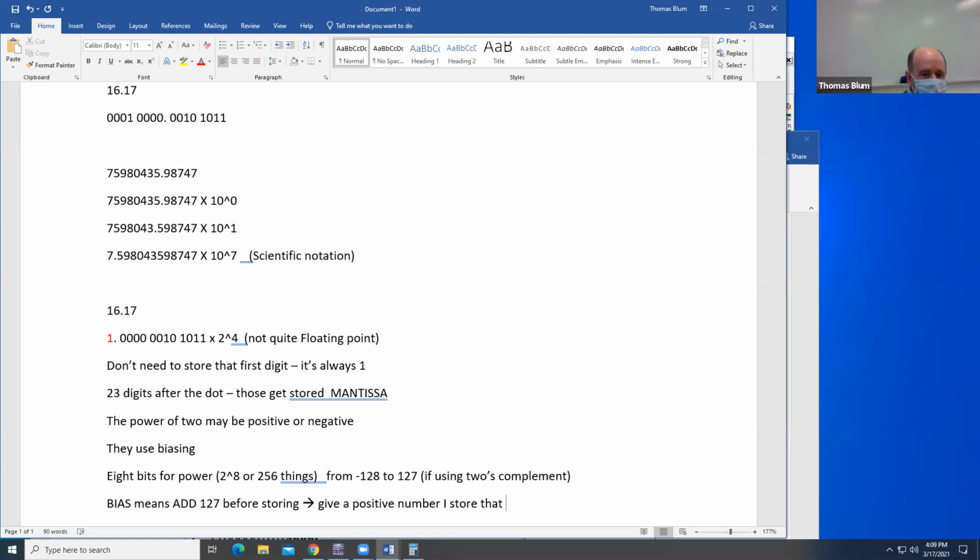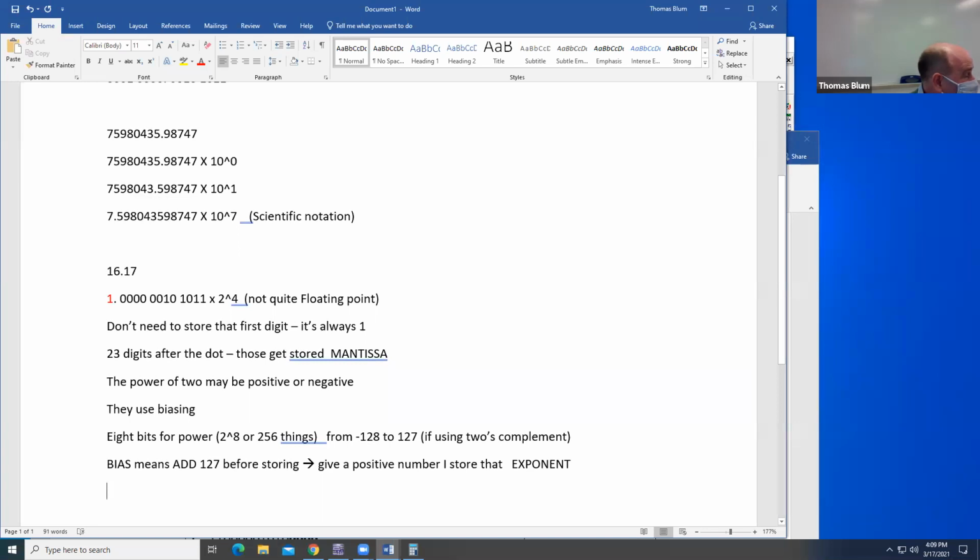Okay. And this is known as the exponent. So we talk about the mantissa and the exponent. There's one more part. The overall number might be positive or negative. So there's a power that could be positive or negative, and we handle that by bias. The overall number might be positive or negative, and we just have a simple sign bit. So there's an overall sign, which is handled by a sign bit.